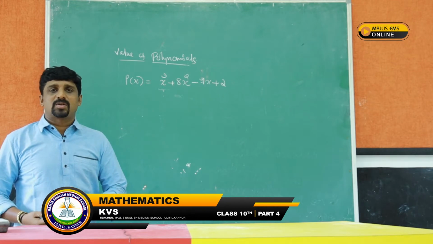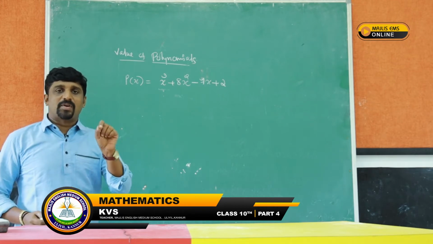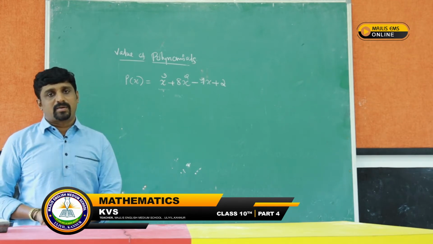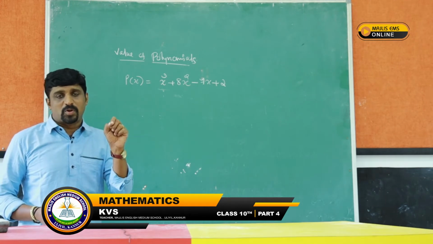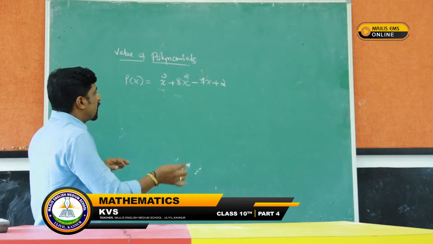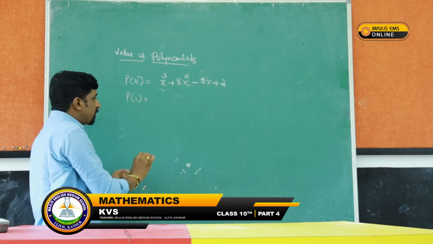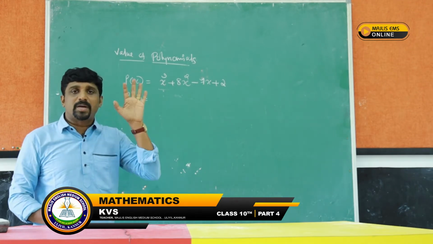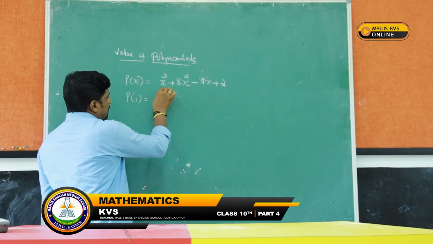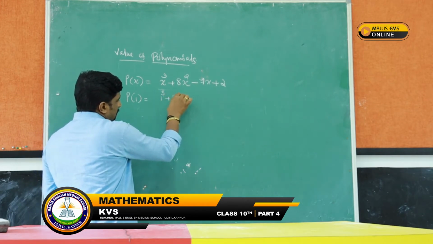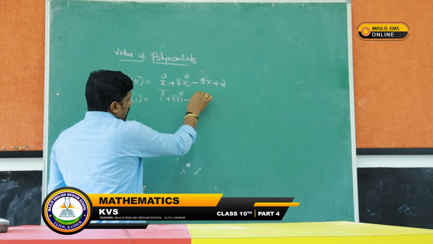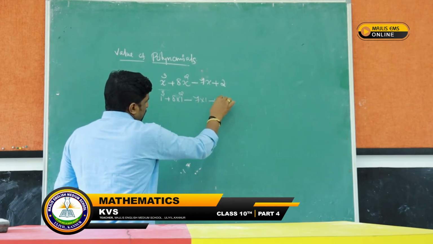We need to find the value of this polynomial when x equals 1. That we can denote like this, p of 1. When x is equal to 1, we just replace x by 1. Therefore, the expression becomes 1 cube plus 8 into 1 square minus 7 into 1 plus 2.